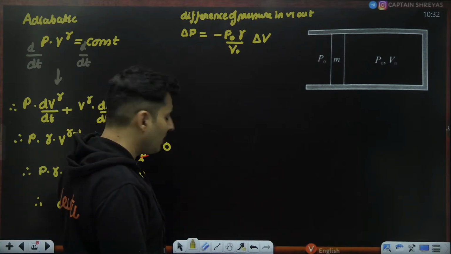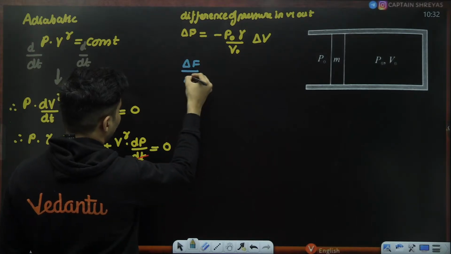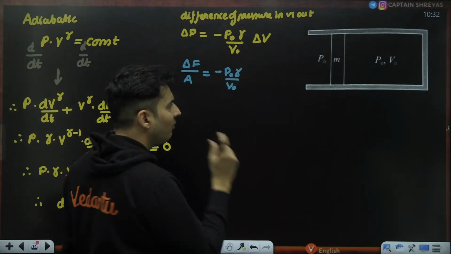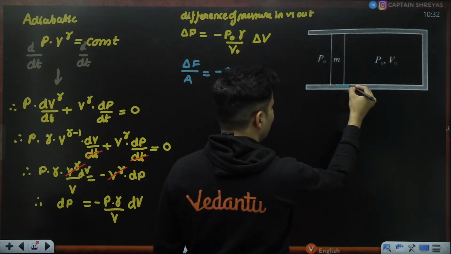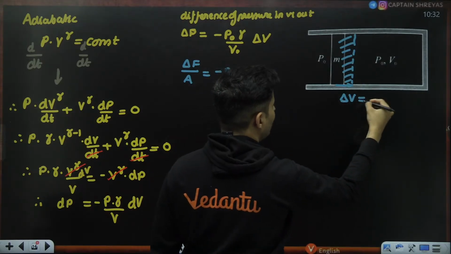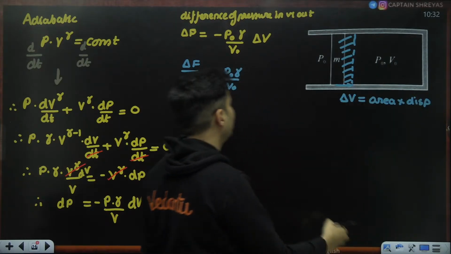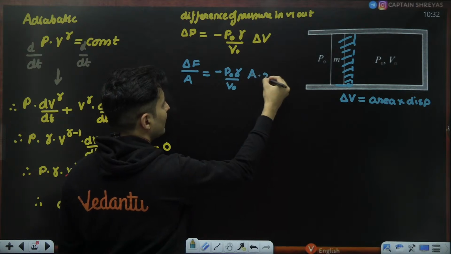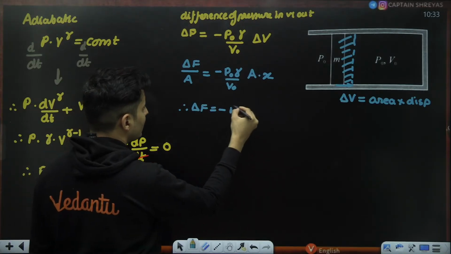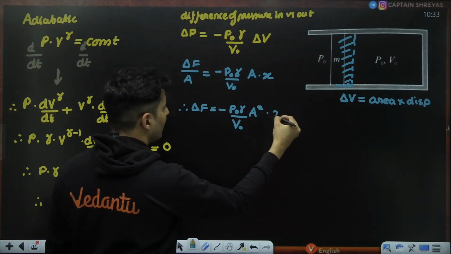Now pressure is force by area, so why not write this as the difference of the forces divided by area is equal to minus P naught gamma divided by V naught times the volume change. See, if this piston moves over here, there will be a change in the volume. That delta V is nothing but area multiplied by the displacement. Area is, let's say, A, displacement is, let's say, X. So delta F will become minus P naught gamma divided by V naught, A square, multiplied by X.